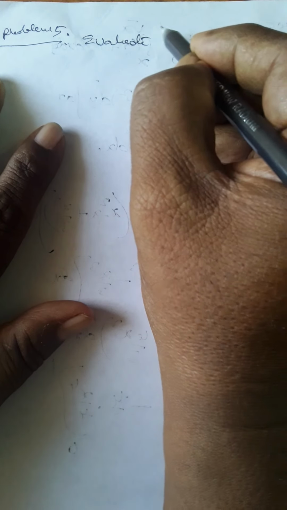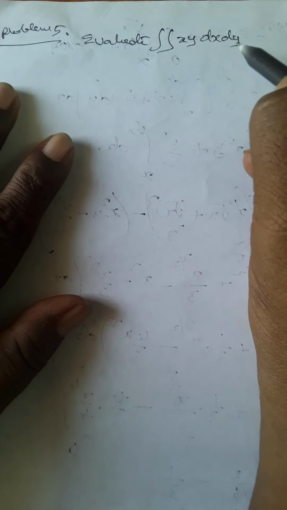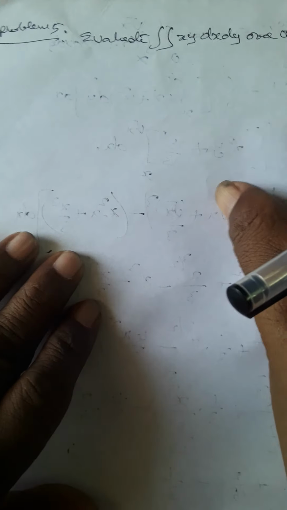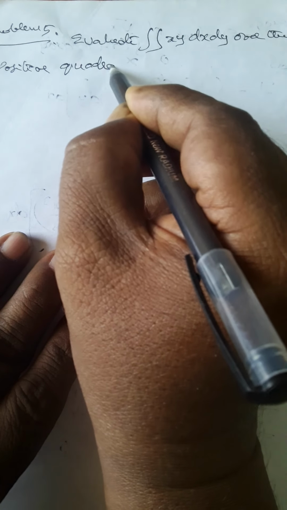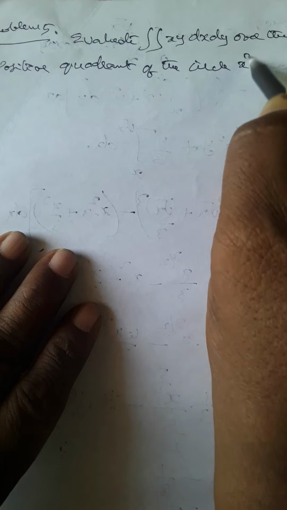Problem 5. Evaluate the double integral xy dx dy over the positive quadrant of the circle x square plus y square is equal to a square.